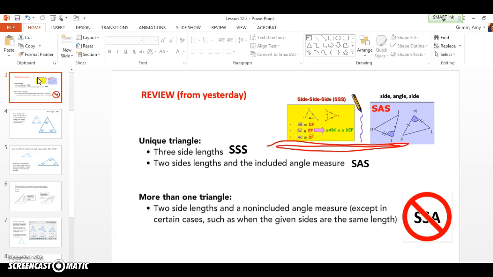When you type that, it should be related to this. This is your reasoning. Not because I think so, not because they look the same, but you should be saying, is it side, side, side? Is it side, angle, side? That's what your reasoning should be. Does that make sense?